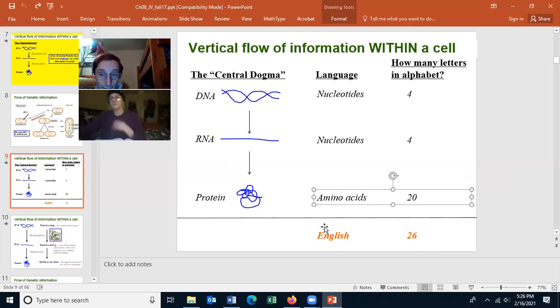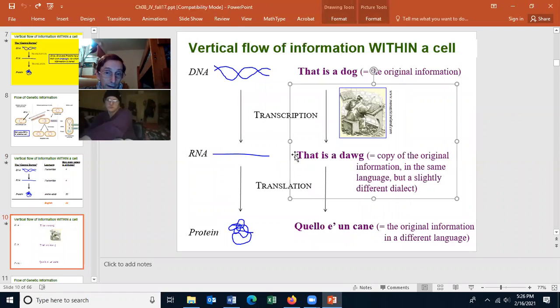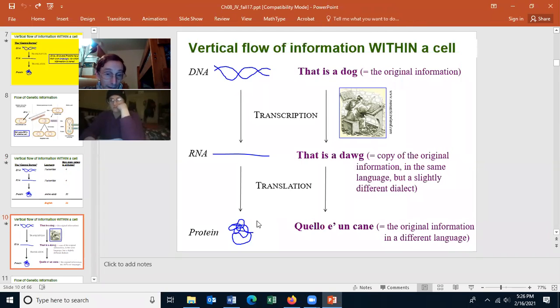And as a comparison, the English language has 26 letters to code the information. Looking at this a little bit differently, when the information is encoded in DNA, the information is "that is a dog." When the information flows to transcription, it's the same information, it's just a different dialect. "That is a dog." Hopefully you could tell the difference in the dialect. But when the information is changed into protein, it's a totally different language, but it contains the same information. Quello è un cane. Any questions about that?